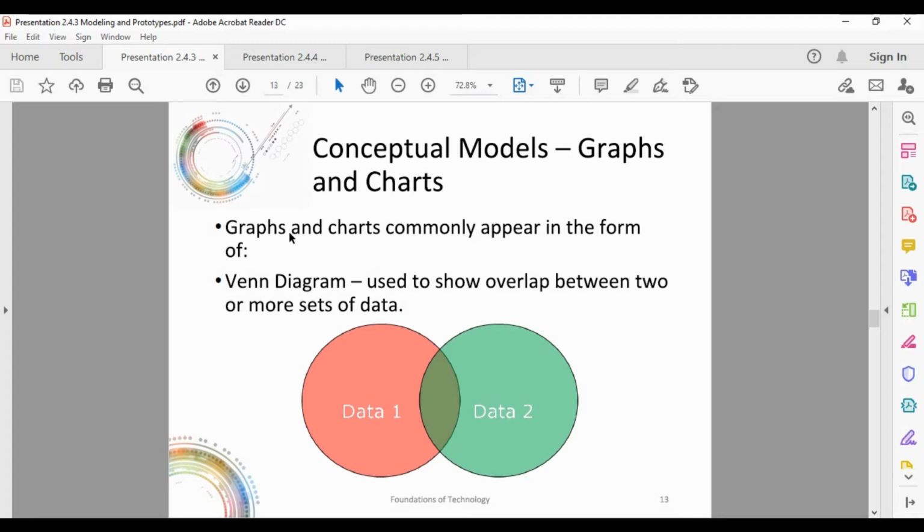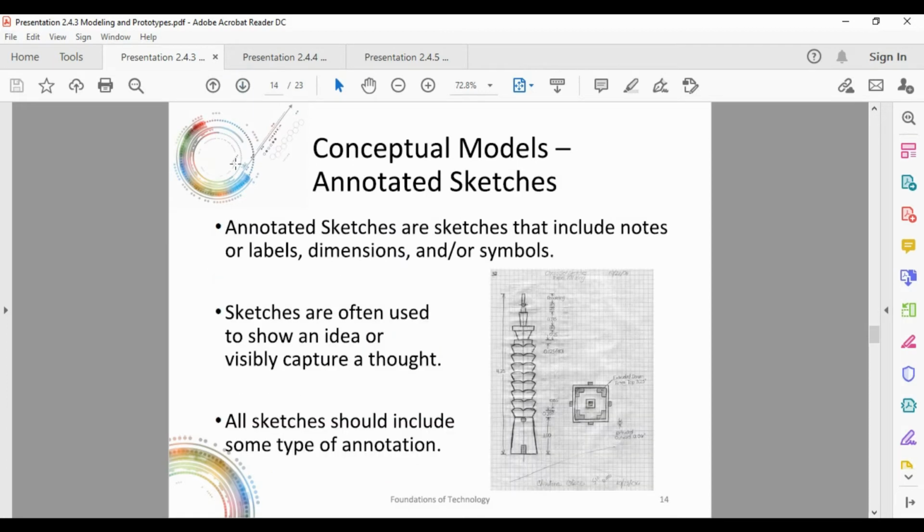You have something like a Venn diagram that shows whenever you have multiple sets of data, and there is overlap between those sets of data. There are other graphs that we can use, but those are kind of the more popular ones that you're going to see.